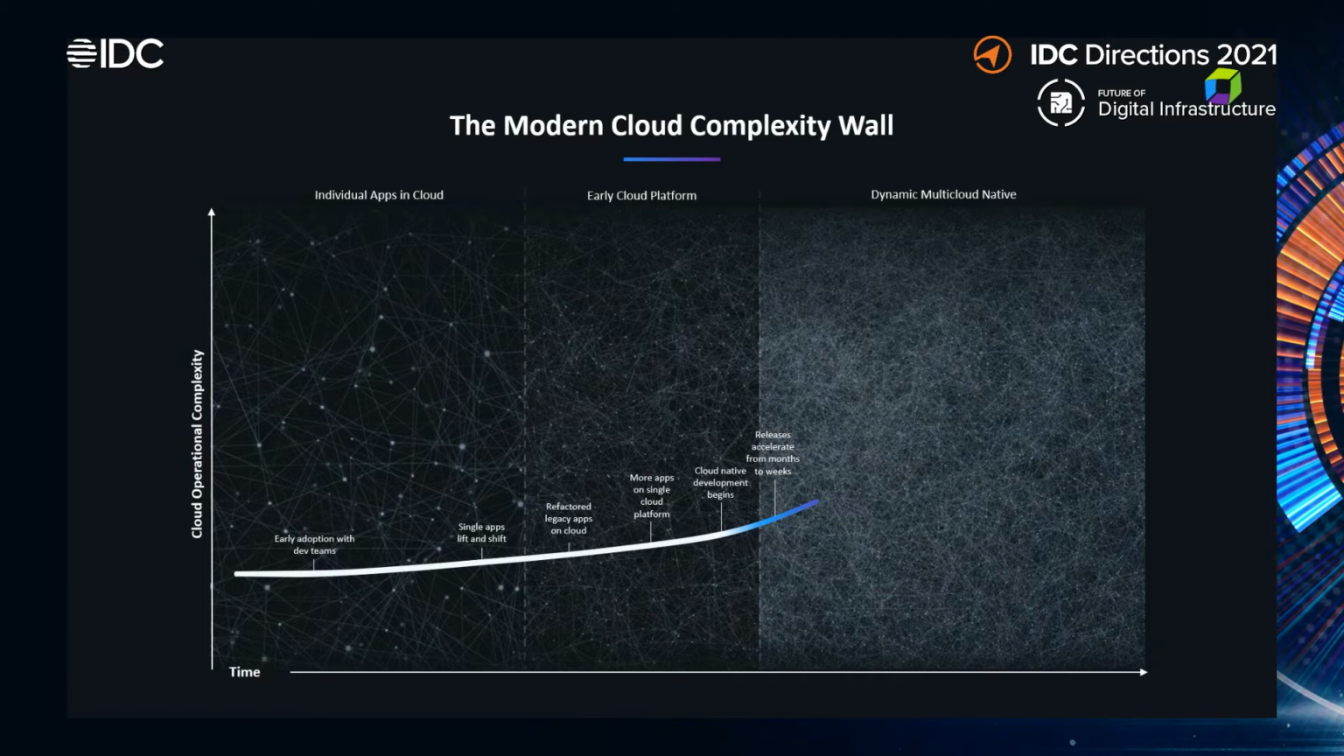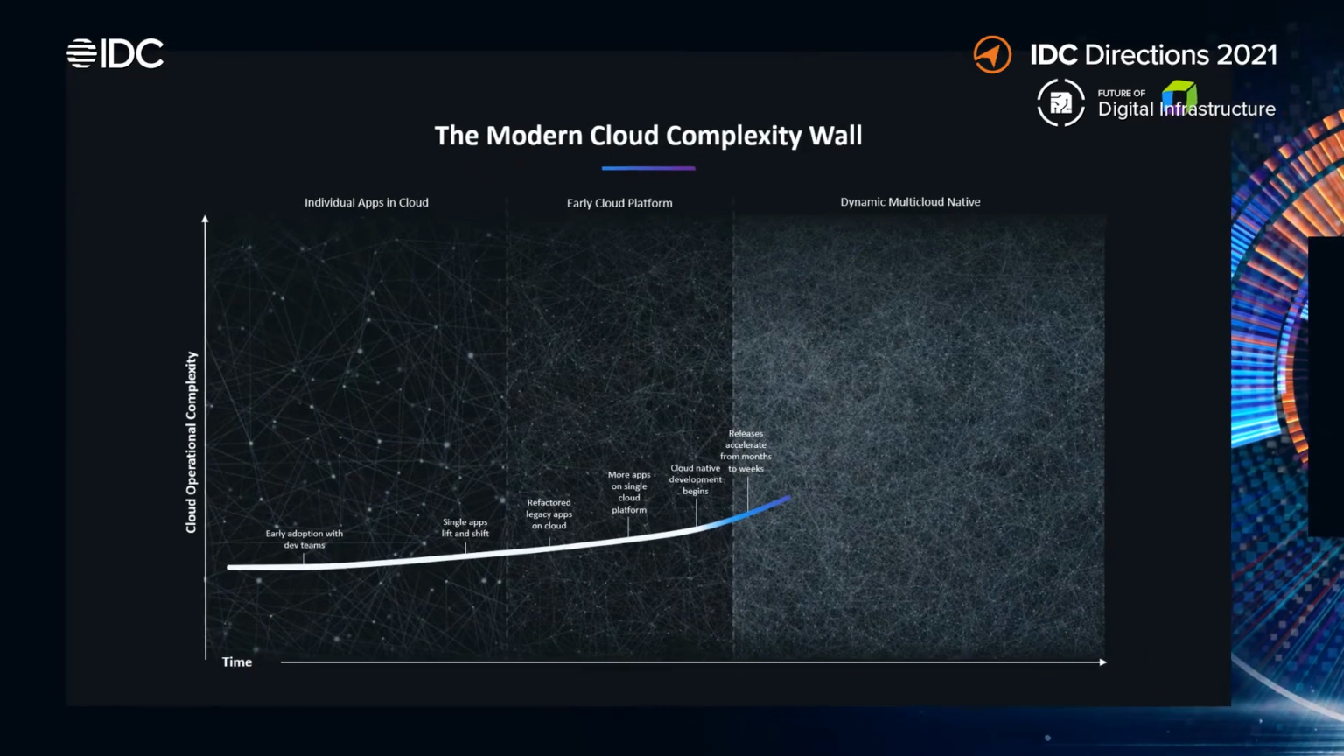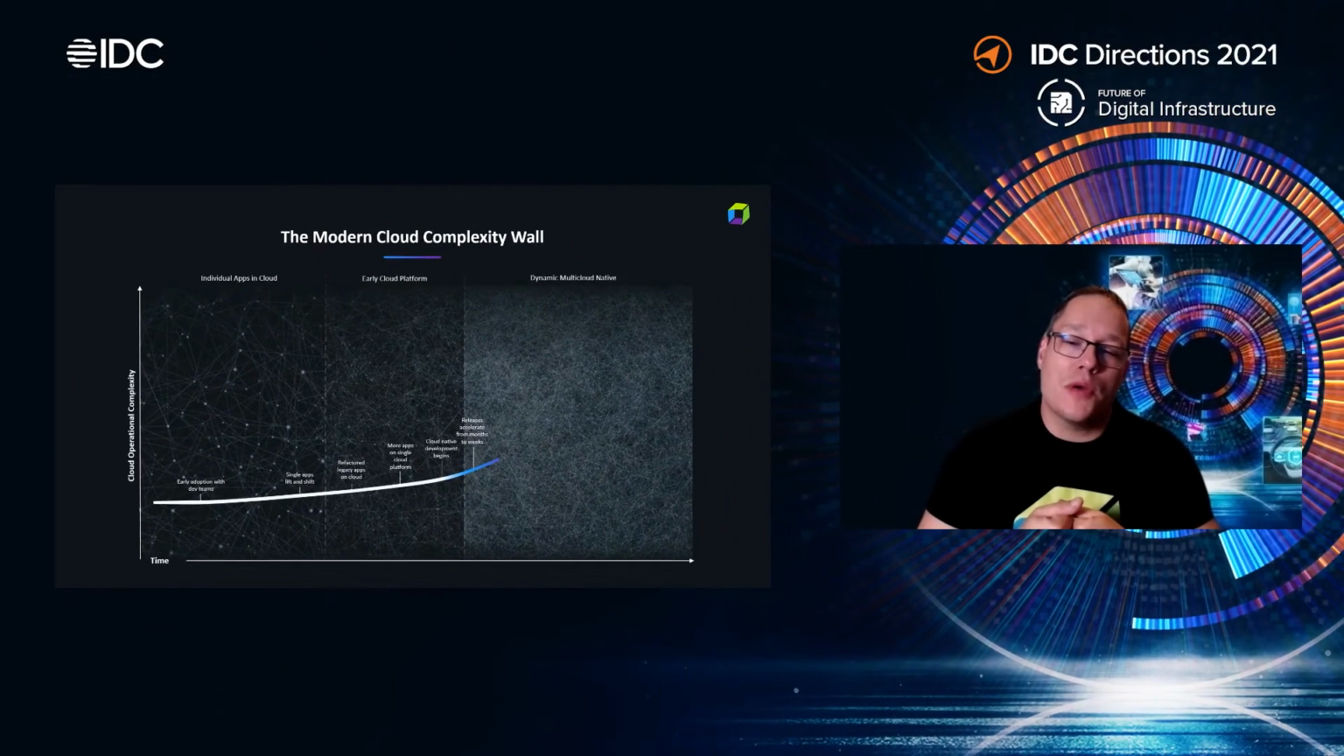The second phase in the middle here, what I call the early cloud platform, is the one where it's multiple applications, but still very much focused on one single cloud platform. These are the first movements into cloud-native development, taking advantage of all the good things that cloud platforms bring us.